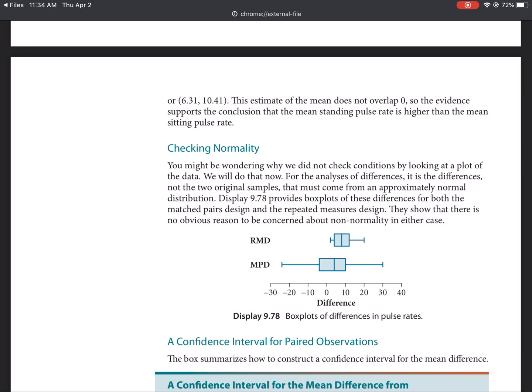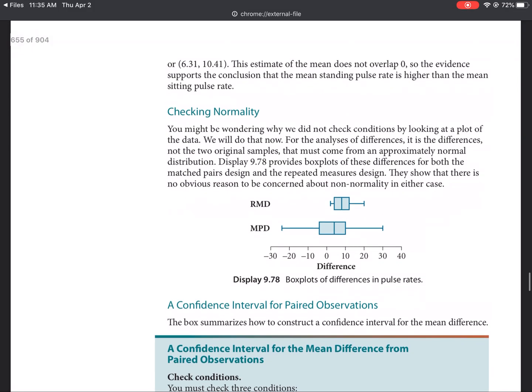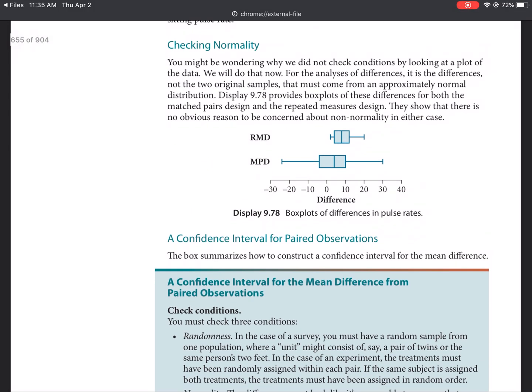So when we go to check the conditions for paired observations, we still have to check normality, but there's a big difference when checking normality. Instead of checking to see if both samples are normal, you're actually going to take the differences between them, and then you're going to check if that difference is normal. So you will see that when they did a matched pairs, they actually got a really, really symmetrical distribution. But then on the repeated measure, it's not quite as symmetrical.